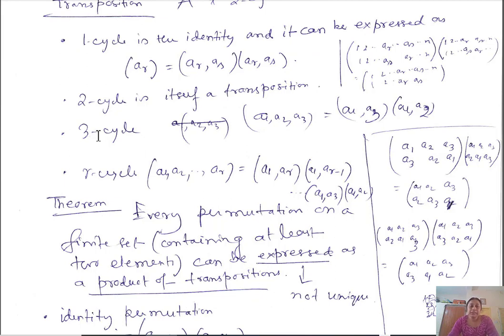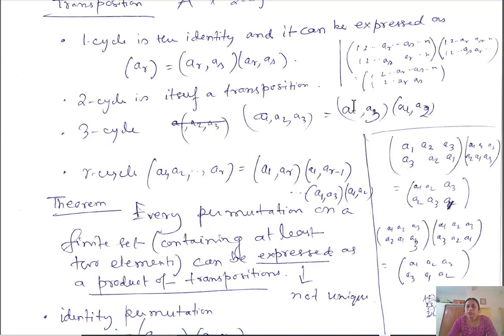Say I have a three cycle (A1 A2 A3). Then it can be written as the composition (A1 A3)(A1 A2). You can easily check that. What we mean by (A1 A2 A3) is this.